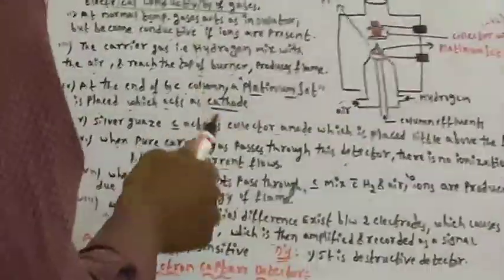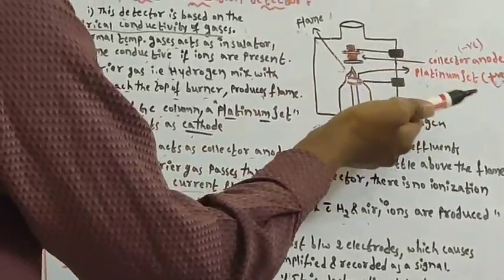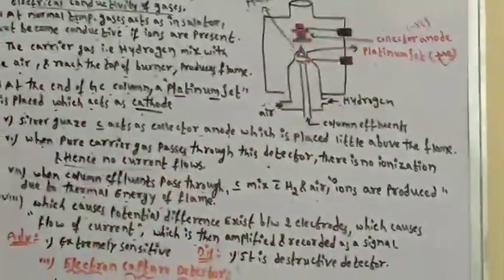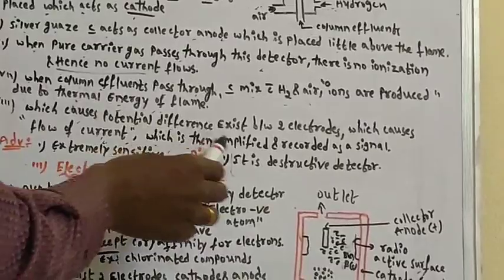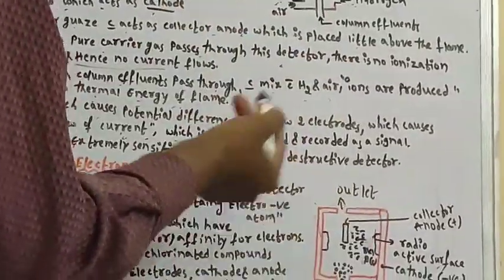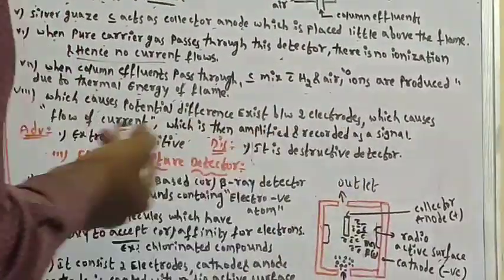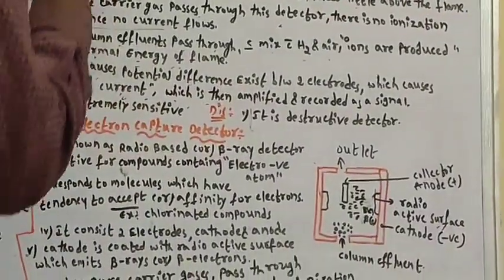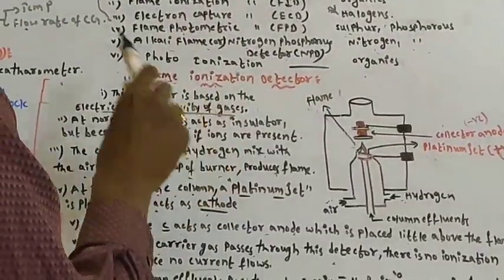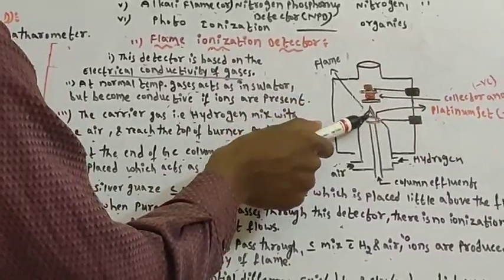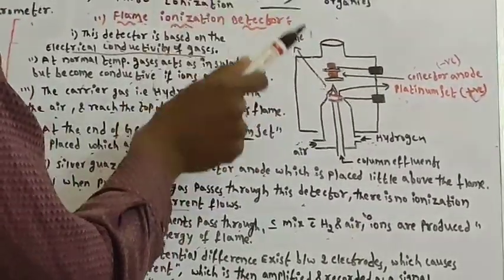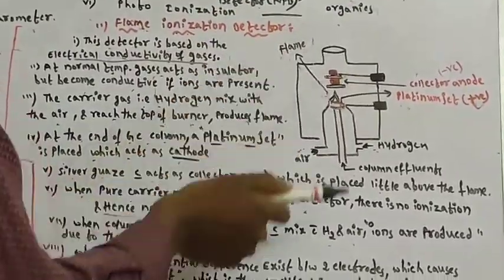Then what about the current flow? That is directly proportional to the concentration of solute. The current which is produced is then amplified and recorded as a signal. The amount of current produced is directly proportional to the sample or solute molecules. As the name indicates, flame ionization: due to the flame, ions are forming. Due to formation of ions, there is a potential difference between these two electrodes and current will flow. That amount of current flow is directly proportional to the concentration.